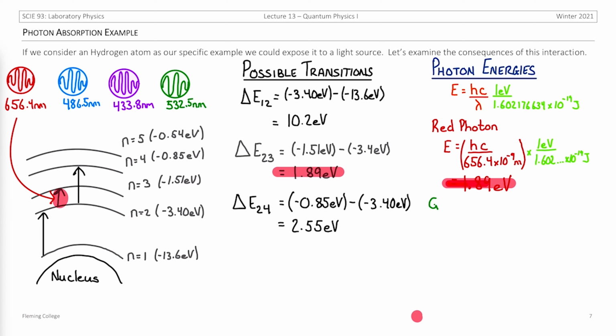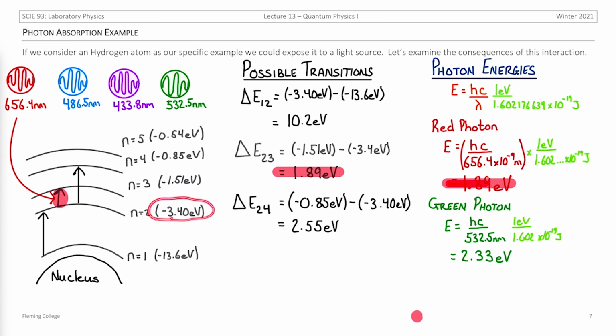Let's consider the green photon, the one with 532.5 nanometers. I'm going to rush through the calculation here, but this photon carries with it 2.33 electron volts. Now, we've already seen from our possible transitions that going from 2 to 4 would require 2.55 electron volts, so we don't have enough energy to make that jump. We have too much energy to go from 2 to 3, and all our other energy requirements from level 1 are much greater than this, and all our transitions from level 3 are much smaller than this.